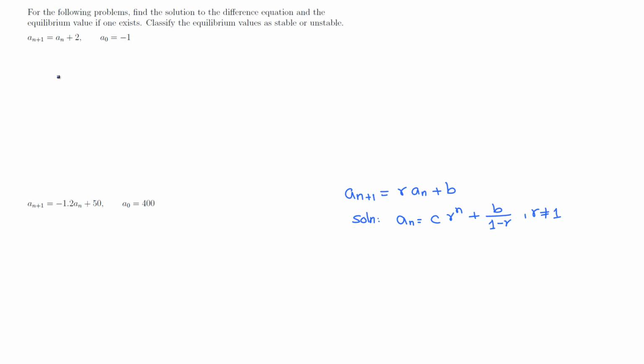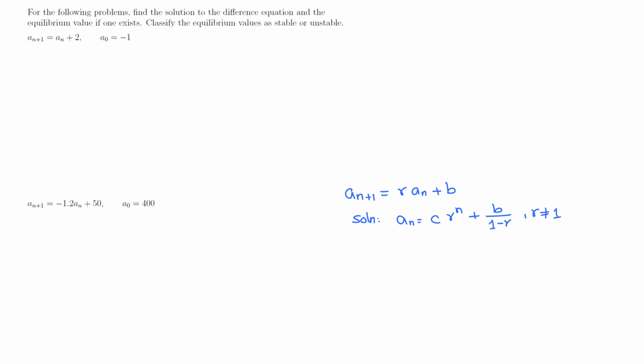For the following problems, we need to find the solution and the equilibrium value if one exists. Then classify the equilibrium values as stable or unstable. So the first equation here is a_{n+1} = a_n + 2, and a_0, the initial value, is -1.